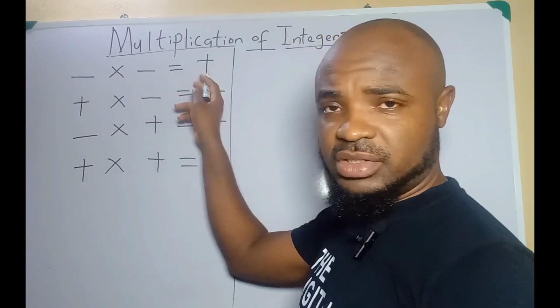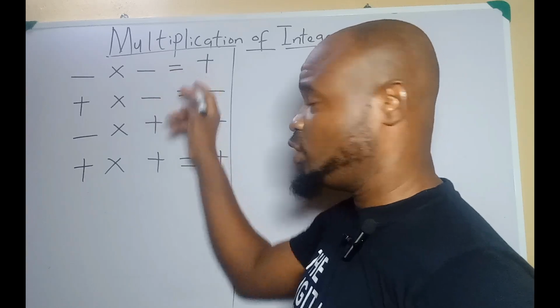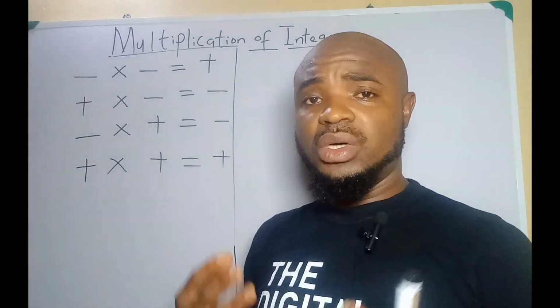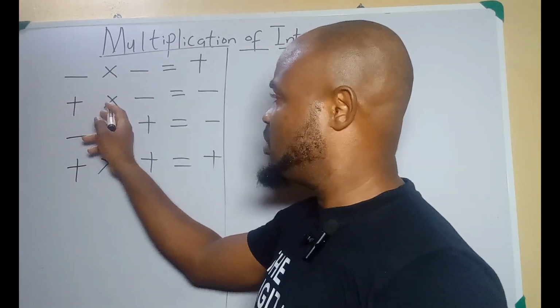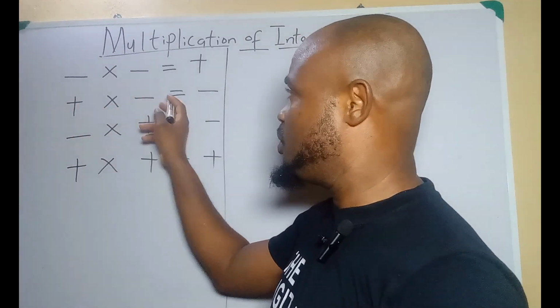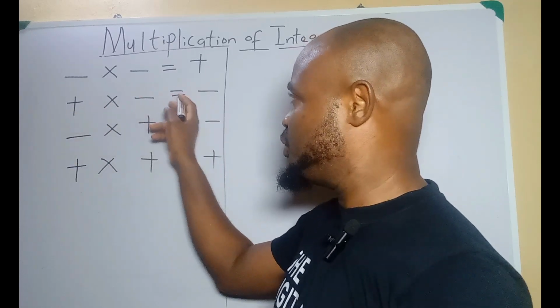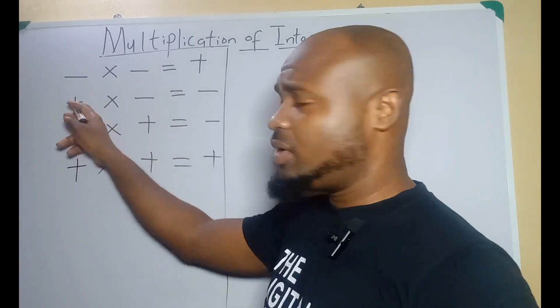what? Plus. Now this negative multiplied by negative equals what? Positive. So please take notes. So when two negative signs come together, what we have is what? Positive. The next one is plus multiplied by minus equals minus. That is positive multiplied by negative will give us what? Negative. Okay? And the next one is the same thing with the second one.